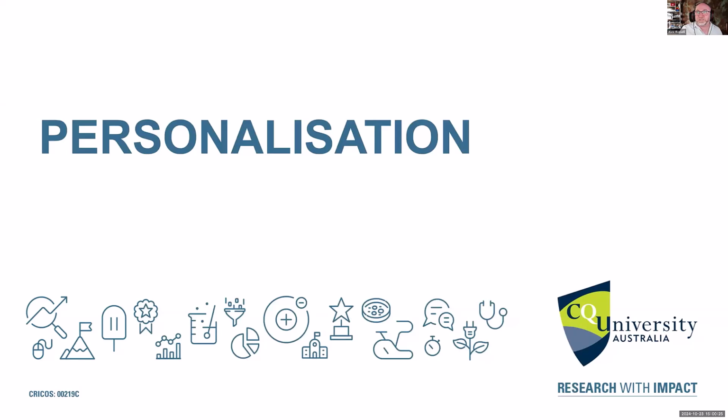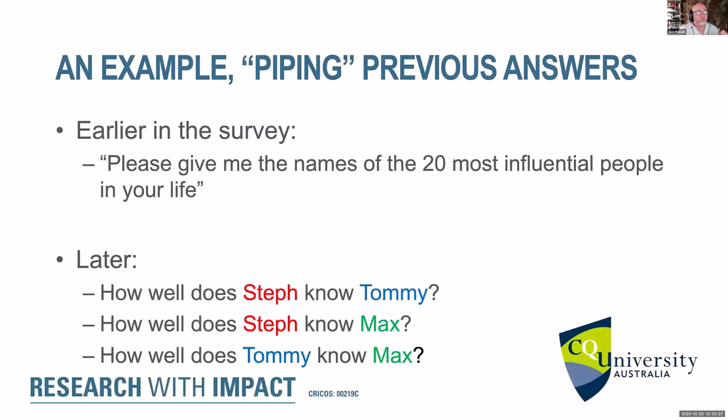Surveys can also be personalized. So here's an example from a survey that I did a while ago, where early in the survey, we asked people to give us the names of the 20 most influential people in their lives. And later on, we say, all right, we want to know how well people know people, how well this person knows this other person. And we can do that using whatever names they've answered earlier in the survey. So these questions will look different for every person, depending on what they put in this first thing here.